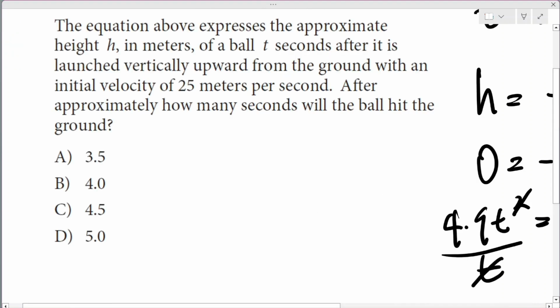From the options, the answer to this question is D, that's 5.0, or you say 5.0 seconds.